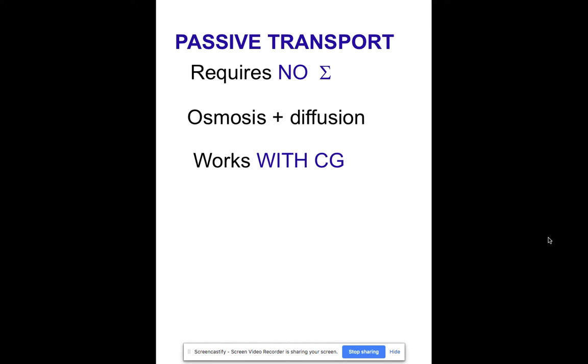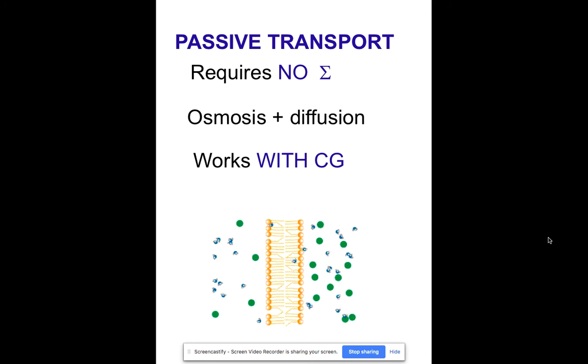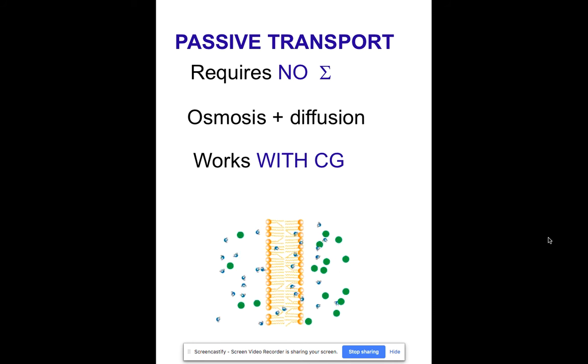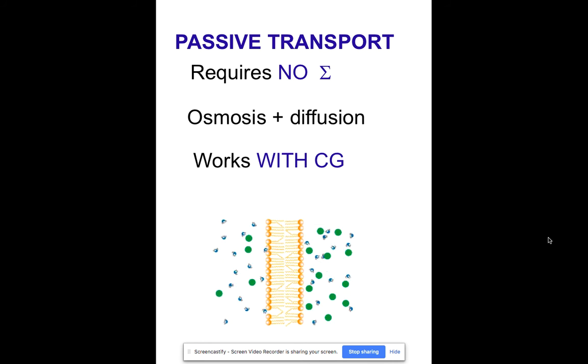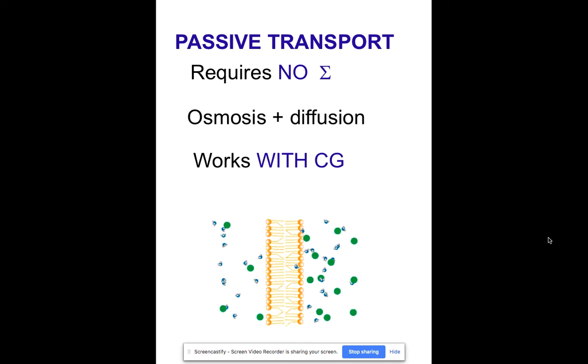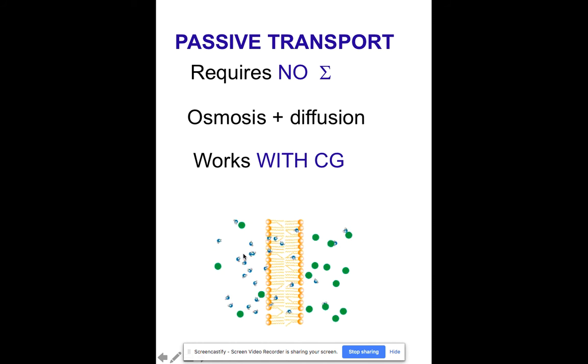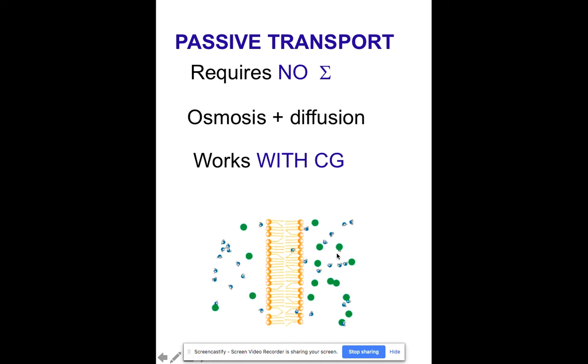Okay, so I got cut off in this part. I just want to reiterate that passive transport just happens with the concentration gradient, which is the normal movement of molecules from high to low concentration. If you look at this little image here, you can see that the green molecules never cross the barrier, but the little water molecules will go freely across.